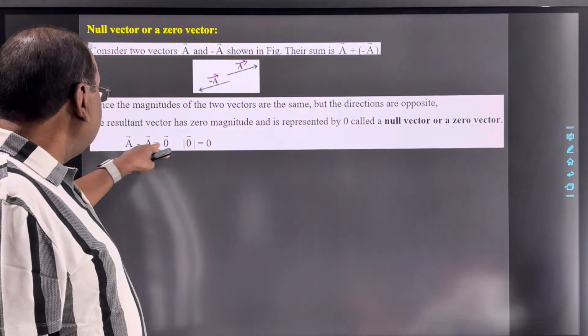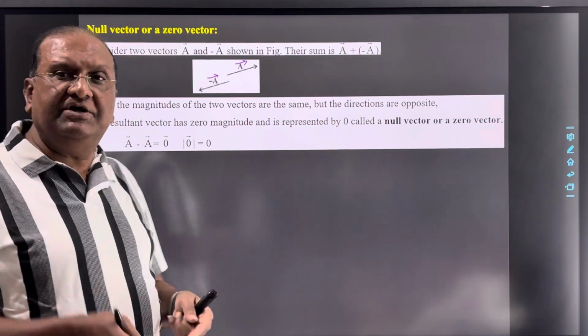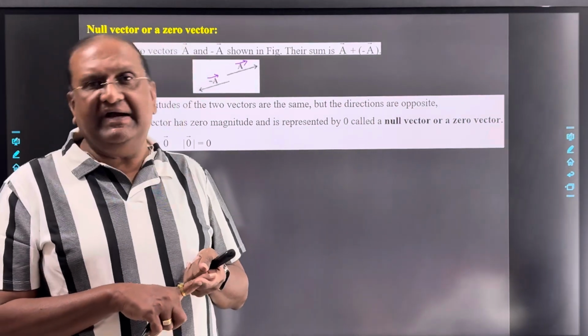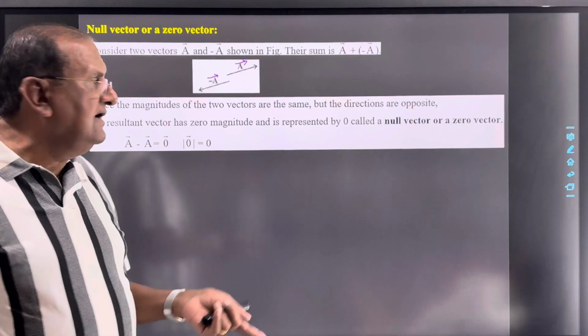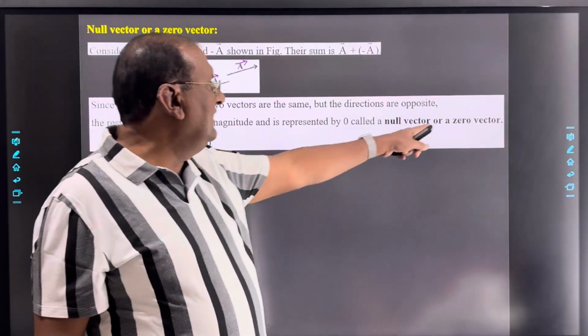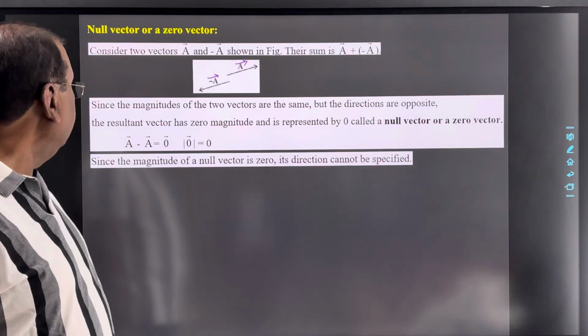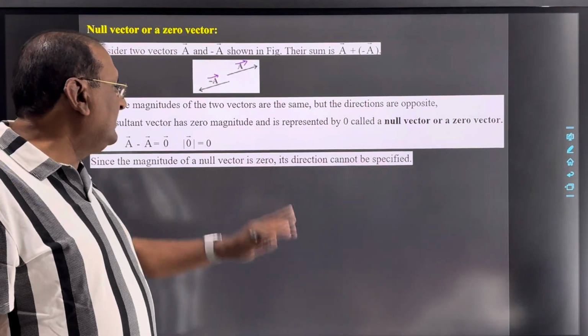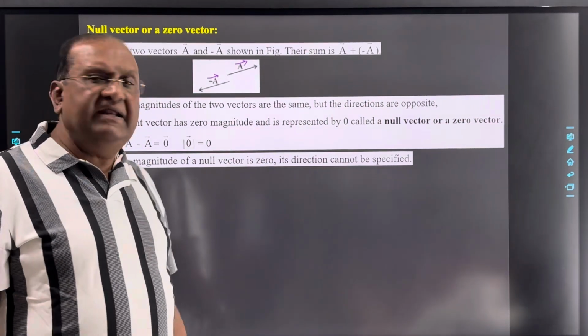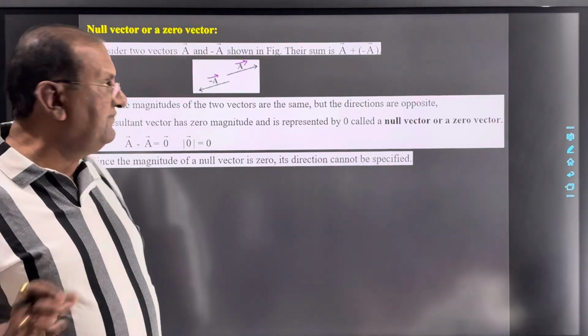So the vector obtained by the summation of two opposite vectors is the null vector, or it is known as the 0 vector. The magnitude of the null vector is 0. Its direction cannot be defined.